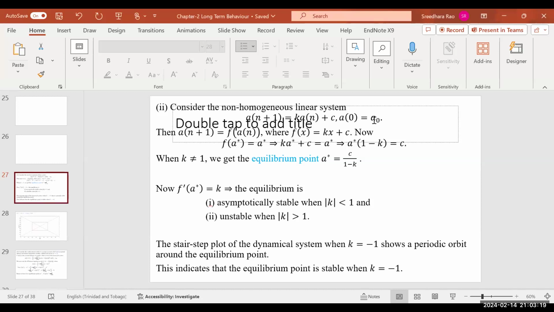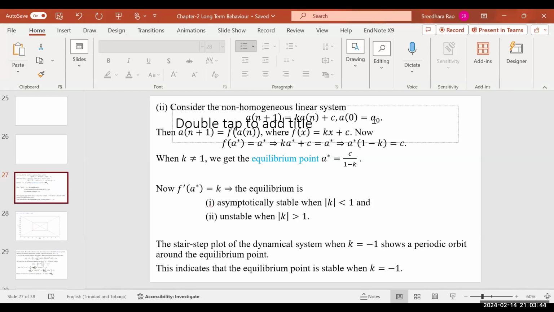Sorry for the interruption. If I have 10 minutes, then I may complete this chapter. But unfortunately, there are some electrical glitches surrounding my house. Right? That is a power fluctuation, so I am unable to continue.